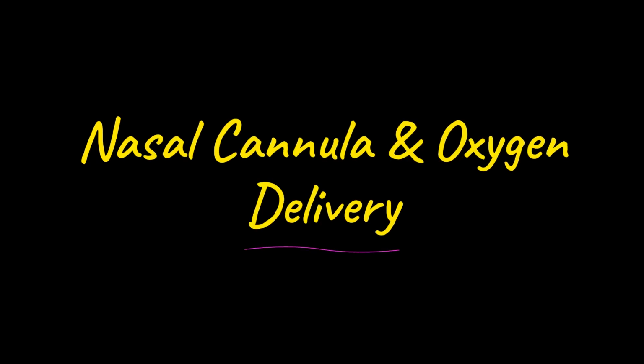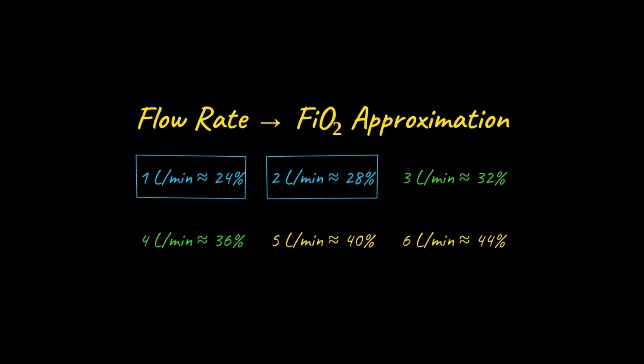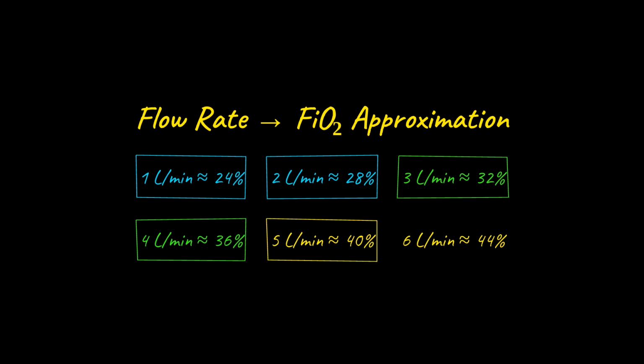A nasal cannula is the most common low-flow oxygen device used at the bedside. Understanding how flow rate translates to inspired oxygen concentration is a core nursing skill. The rule of thumb is simple. Room air starts at 21% oxygen, and each additional liter per minute adds roughly 4 percentage points. At 6 liters per minute, you reach about 44%. Beyond 6 liters, the flow dries nasal mucosa and concentration gains become unreliable.